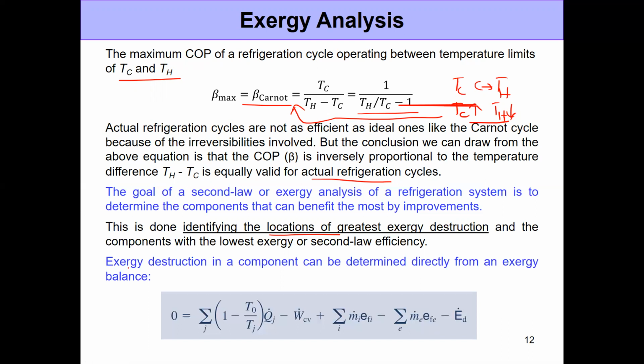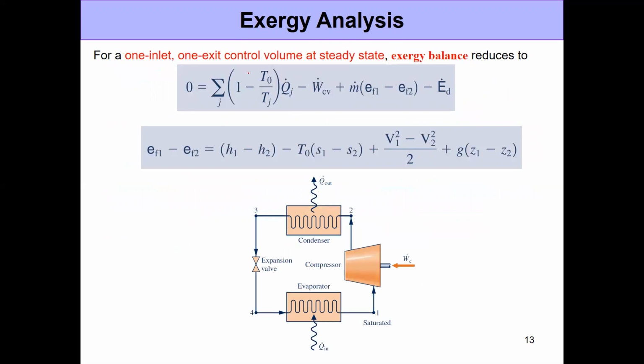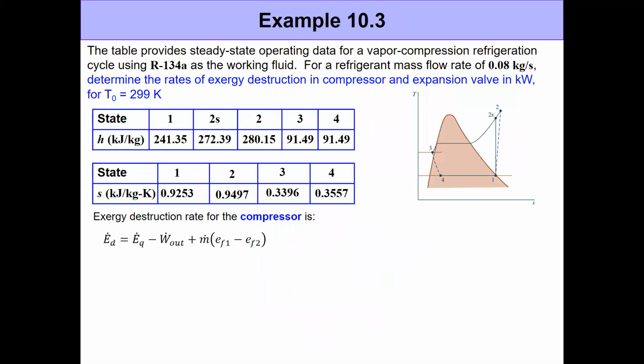Now, the way to calculate Exergy destruction is through Exergy balance, and you're all very well aware of this, having covered that in chapter 7, and even having studied for the midterm recently. So when we talk about refrigeration systems, we usually deal with a single inlet, single outlet control volume, which is at a steady state. So the Exergy balance reduces to this more specific form. And for all the refrigeration cycles that we talk about, the changes in kinetic and potential energy are negligible. So the specific flow Exergy change, which is EF1 minus EF2 for any given two states, is simply equal to the changes in enthalpy minus T0 times the changes in the entropy.